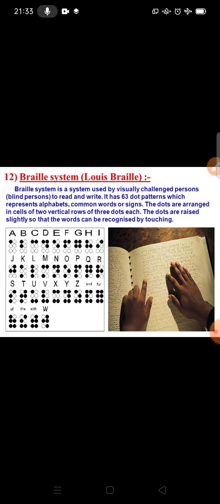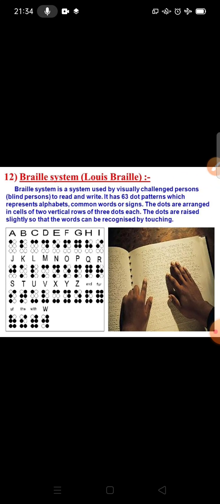By feeling the pattern of the dots with his or her fingertips, a visually challenged person can read as well as write by making similar patterns of dots on paper. Nowadays there are typewriters also, so they can read and write by making similar patterns of dots.